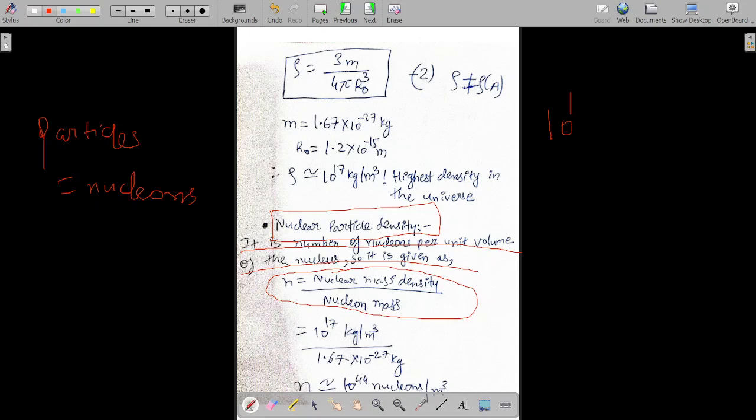Yesterday we had found out that the density of nucleus is 10 to the power 17 kg per meter cube. This is the density of nucleus. So what does this imply? 10 to the power 17 kg per meter cube is the mass density of nucleus.